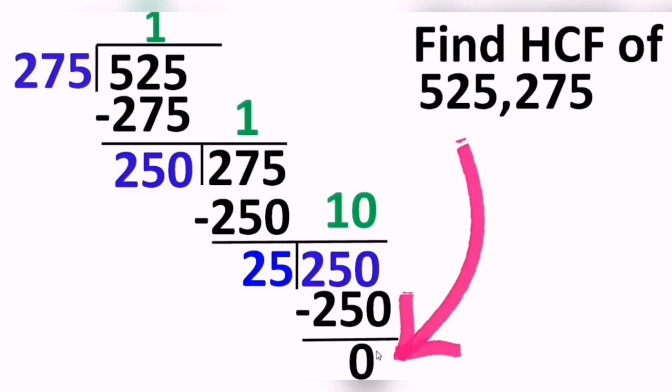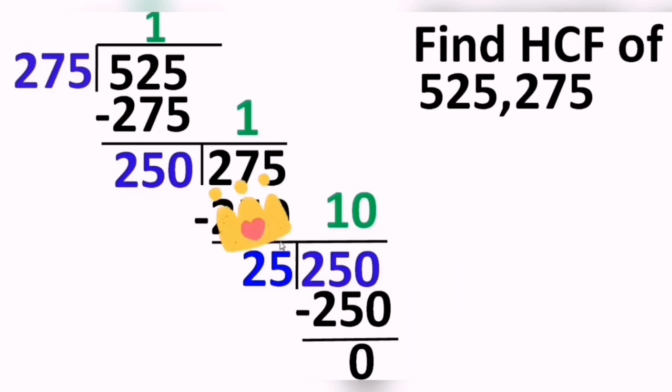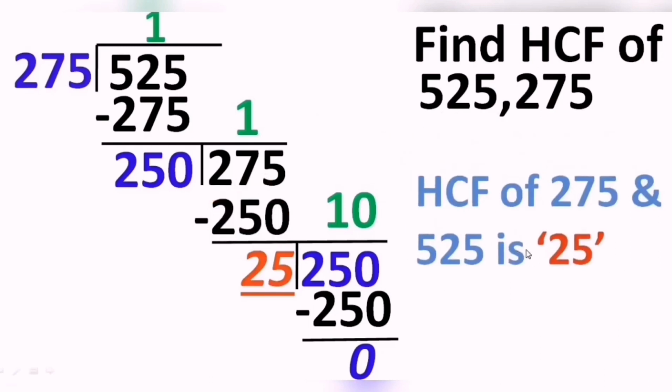Okay, the moment you get the remainder as 0, then the divisor by which you got it, keep it in mind, here it is 25, will be taken as the HCF. Understood? So 25 over here, with the help of which I got the remainder 0, will be considered the HCF for 525 and 275, and that makes our final answer. The HCF of 275 and 525 is 25.